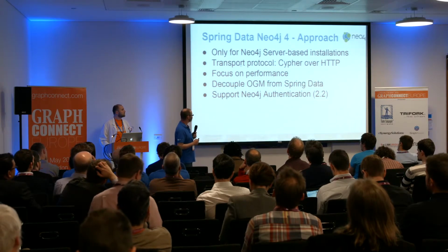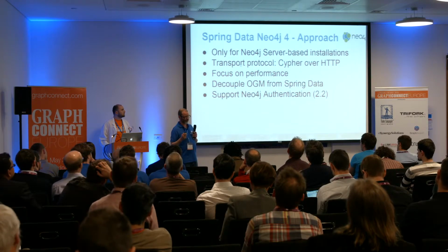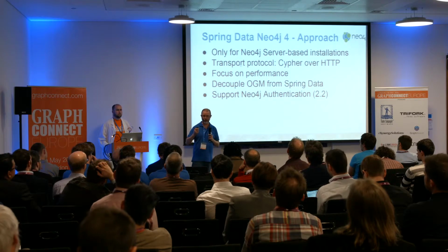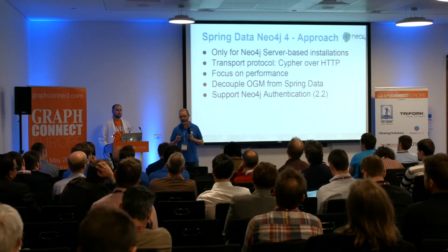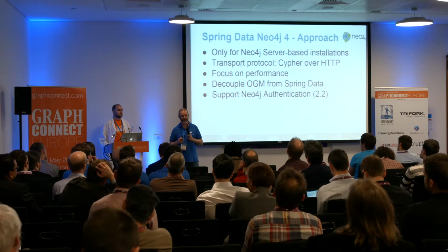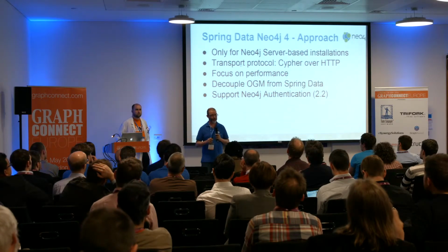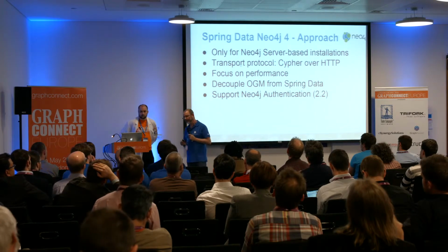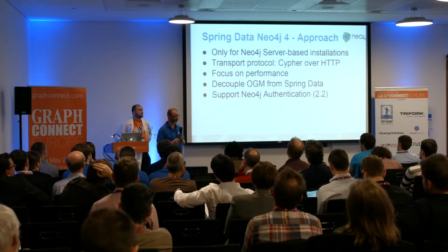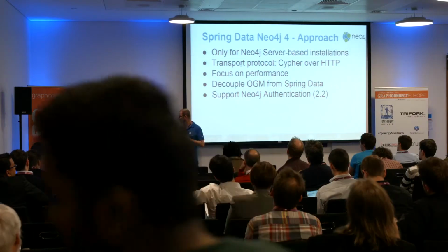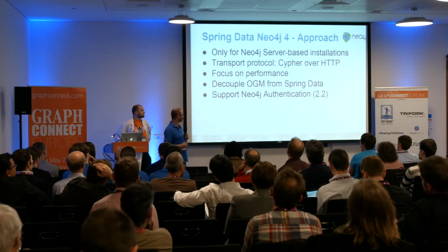The other thing we wanted to do was to make sure that we could decouple the OGM itself, an object graph mapping layer, from Spring, so that if you're not a Spring shop, you can use the mapping layer independently of any of the Spring wrappers. And we also wanted to make sure we supported authentication. 2.2 was already out, and SDN 3 is coming up with support for 2.2 very shortly, I think. Yeah, but we wanted to be ready for 2.2 as well, so we could hit the ground running with that.